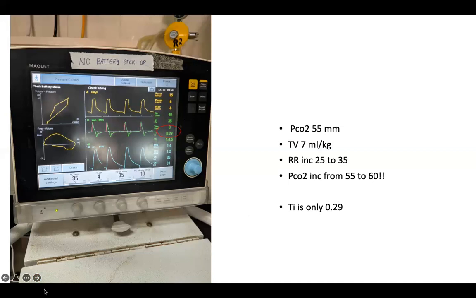So whenever you are increasing the respiratory rate, have a look on the inspiratory time. Is it adequate? Have a look on the expiratory time. Is it complete? That is mandatory. Now, is there any way to really know how much to increase? So does this child require 25 to 35?